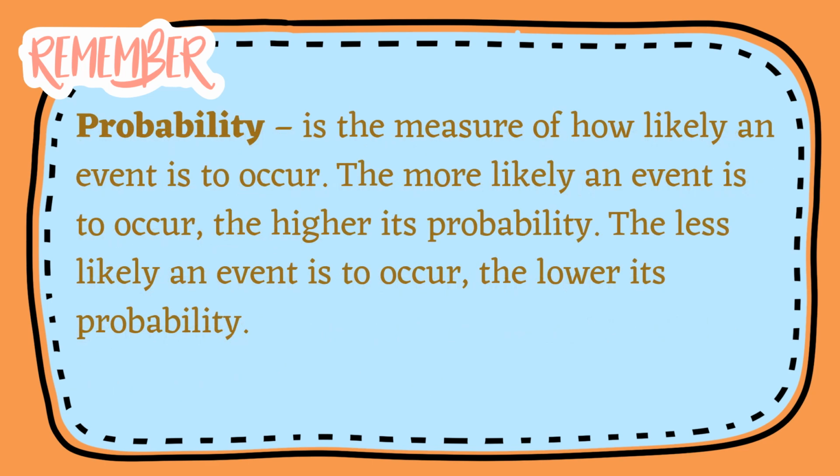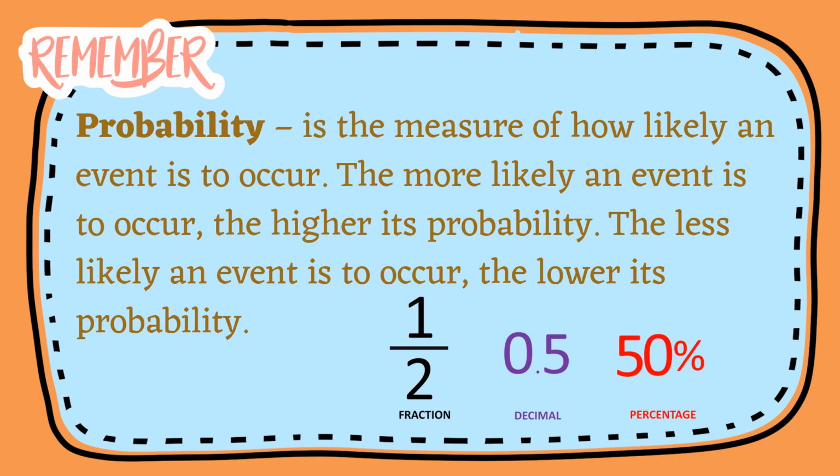Also, probability is the measure of how likely an event is to occur. The more likely an event is to occur, the higher its probability. The less likely an event is to occur, the lower its probability. Probability can be expressed as a fraction, a decimal, or a percentage.